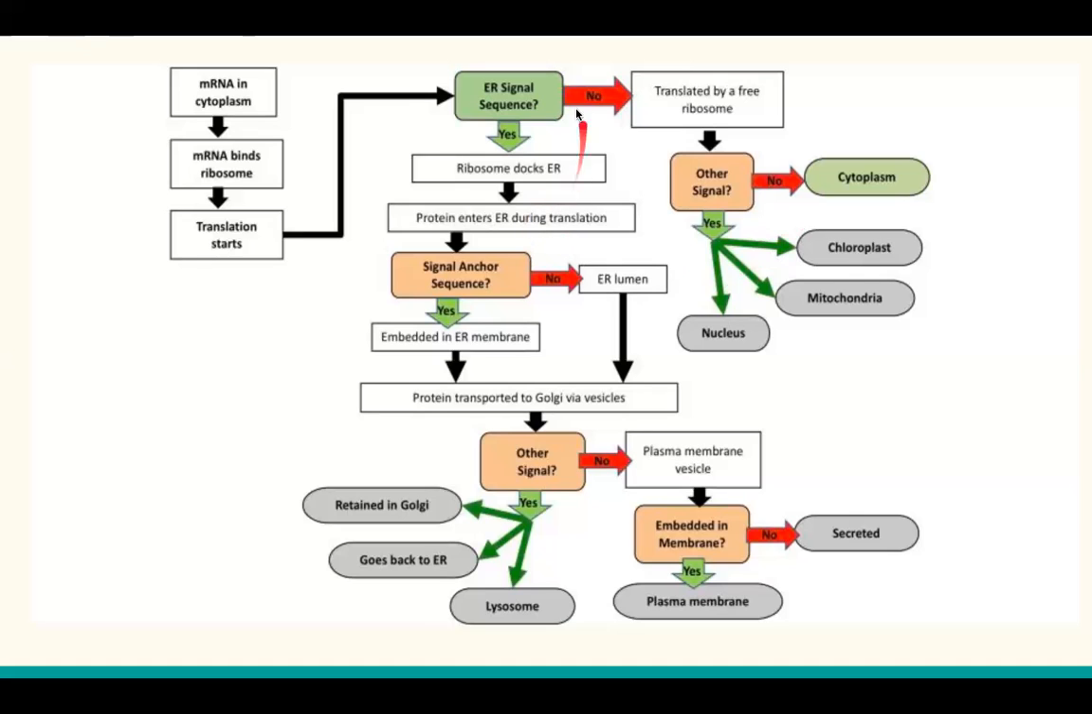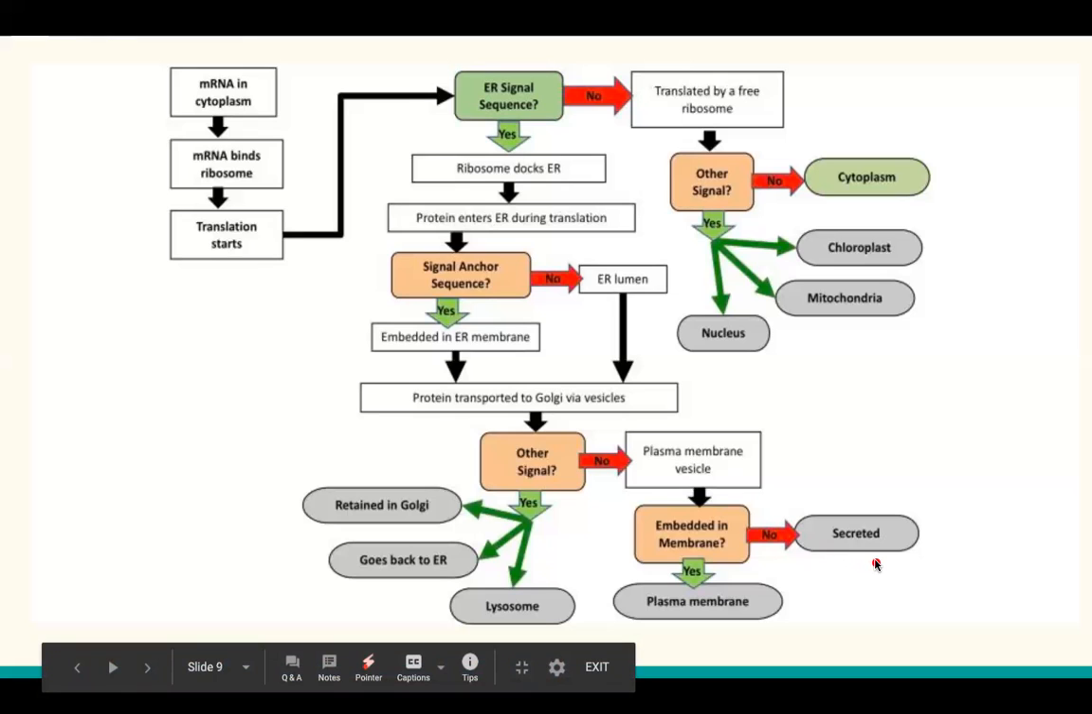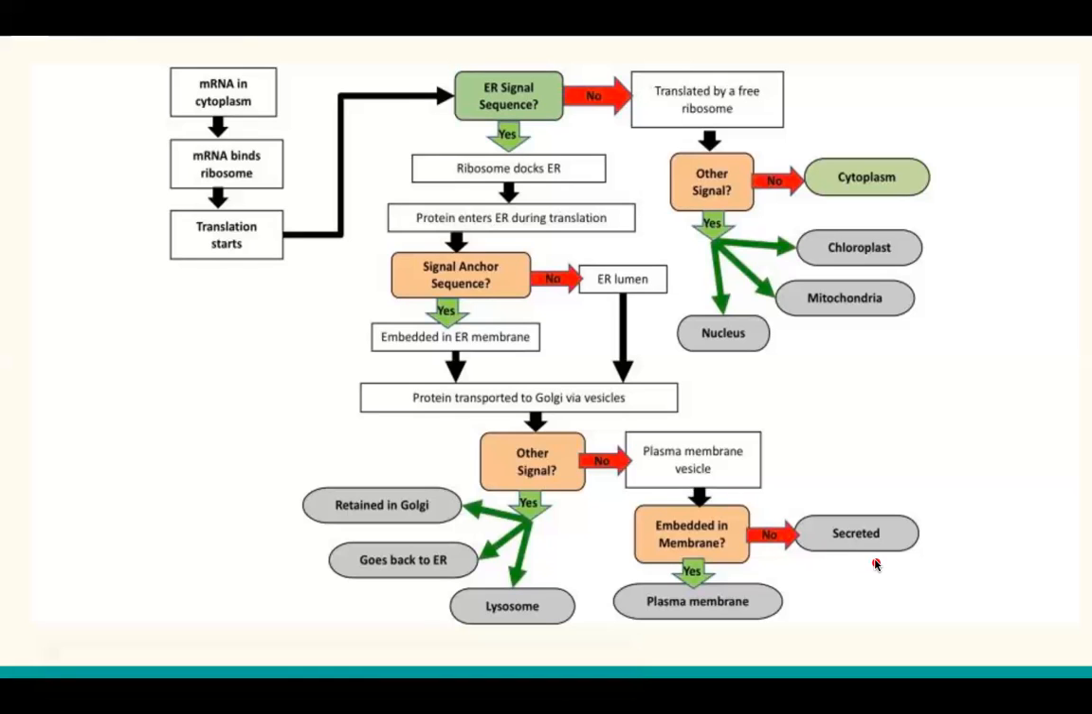So most likely in this class, when you look at this flow chart, you're going to say, yes, there's a signal sequence, but there isn't an anchor sequence. So the protein would have a signal sequence in the ER, but it would not have a signal anchor sequence. Then it goes through the ER lumen, which is the body of the ER, the middle of the ER. It keeps going through the ER, then it will go to the Golgi on vesicles. And then eventually your protein will either stay in the Golgi, go to the lysosome, or go outside the cell. So I hope that makes a bit more sense in terms of how you look at this flow chart.